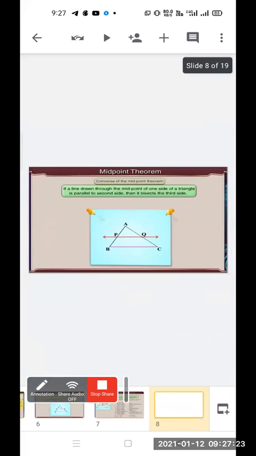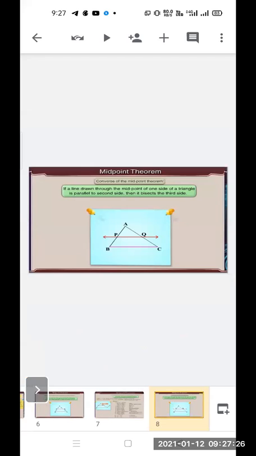So the next theorem, children, that we are going to study is the converse of the midpoint theorem. Converse means the opposite of that. So what was the midpoint theorem? The segment joining the midpoints of any two sides of a triangle is parallel to the third side and half of it. That was the midpoint theorem.